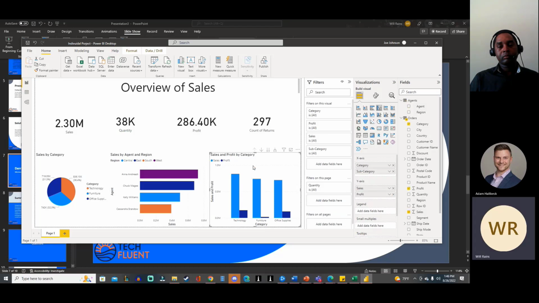And for the next one, sales profit and category. For sales profit and category, I used a clustered column chart. So I put the category into the x-axis that shows the category in the bottom, and the subcategory also for the technology, furniture, and office supplies. And then for the y-axis, we used the sales amount total, and then the profit that each technology, furniture, and office supplies did.